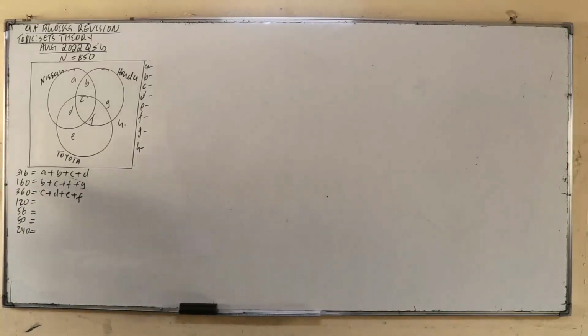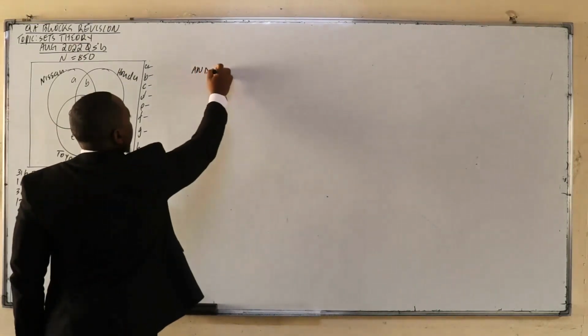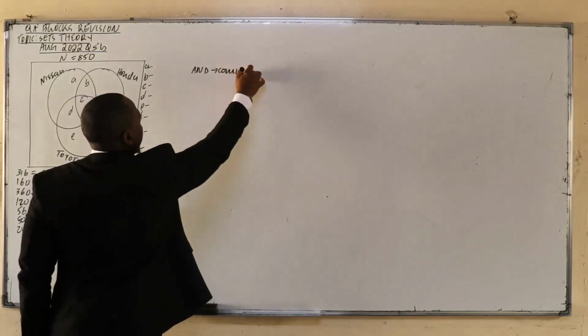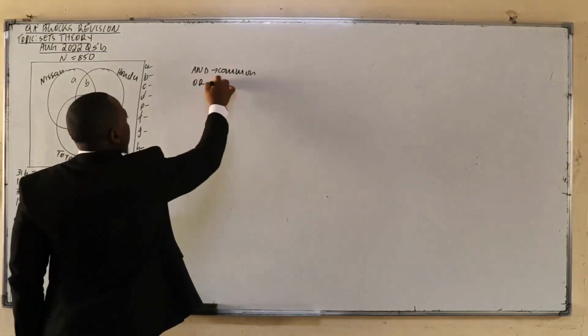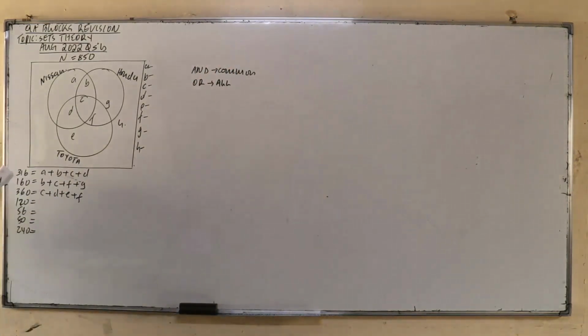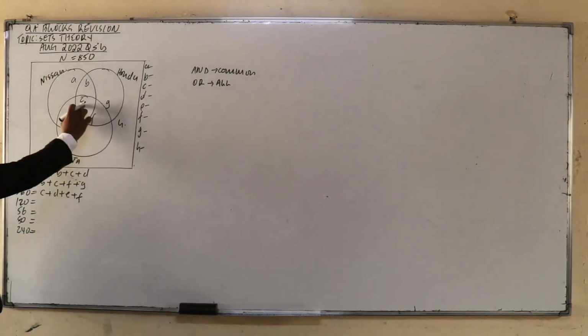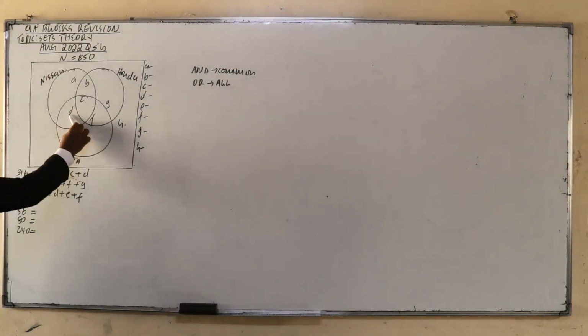120 owned both Nissan and Toyota. And we say that "and" means common. Then "all" means all. So you're told that 120 owned both Nissan and Toyota. The turning point is always C. So that is C and D.